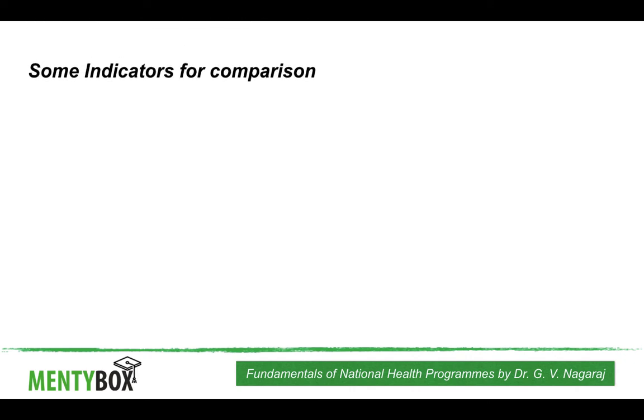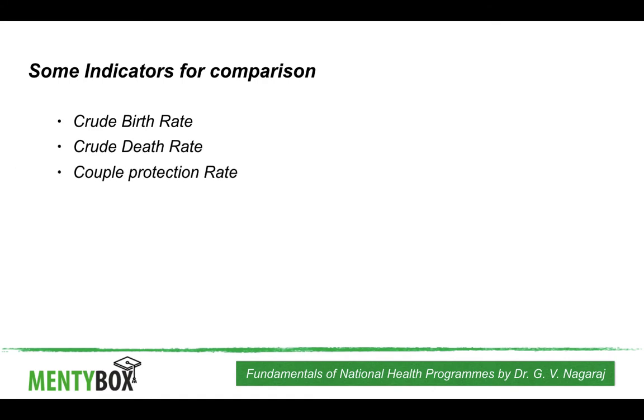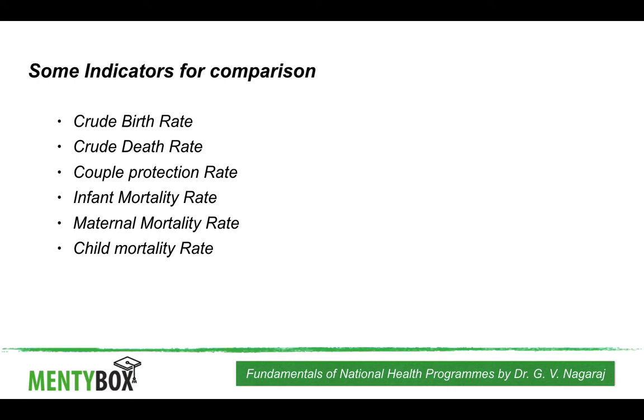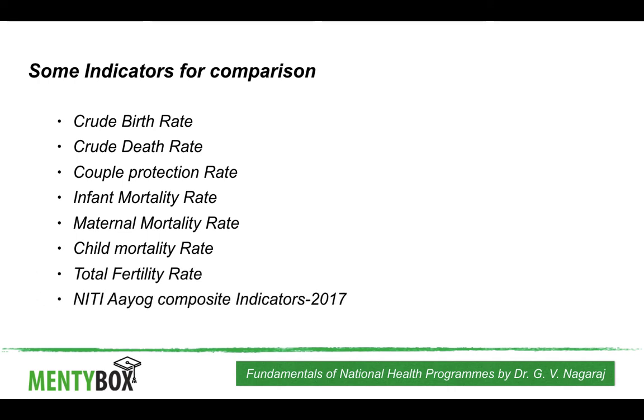Some indicators for comparison. We can use crude birth rate, crude death rate, couple protection rate, infant mortality rate, maternal mortality rate, child mortality rate, total fertility rate. Niti Aayog composite indicators, very recent one, 2017.